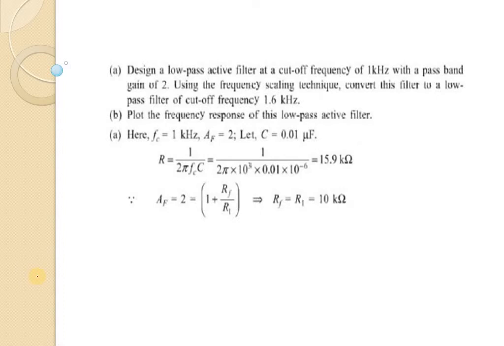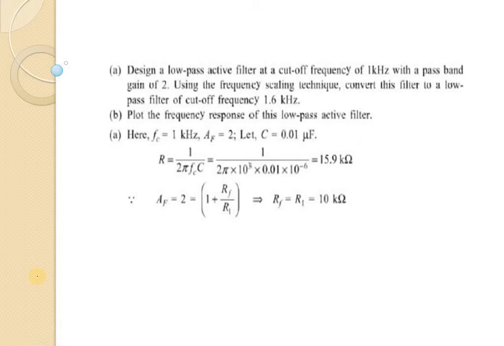Now let us consider that our cutoff frequency is given, that is 1 kHz, with the pass band gain also given, that is 2. Using the frequency scaling technique, which we have already discussed, convert the filter to a low pass filter of cutoff frequency 1.6 kHz. We have to convert this. So first the value of cutoff frequency is given, the gain is also given, and let us consider the value of the capacitor C is 0.01 microfarad.